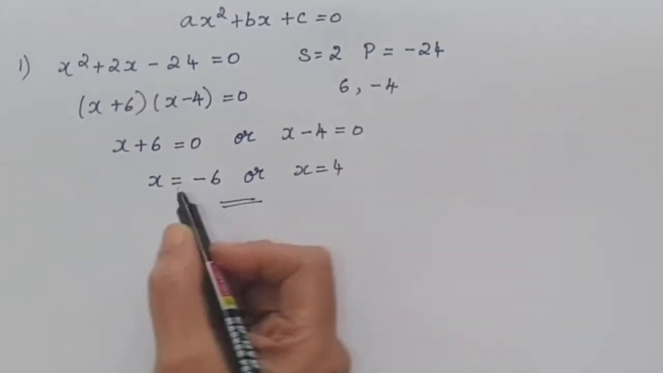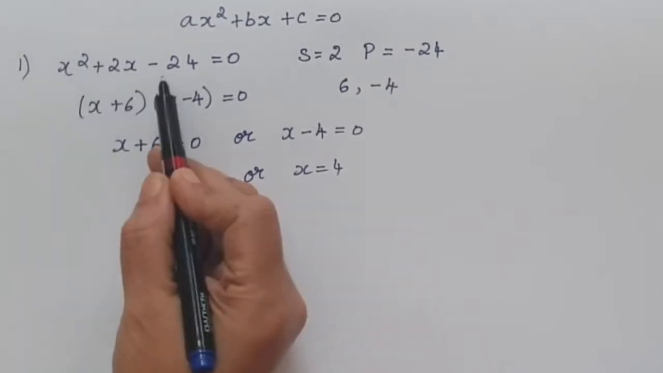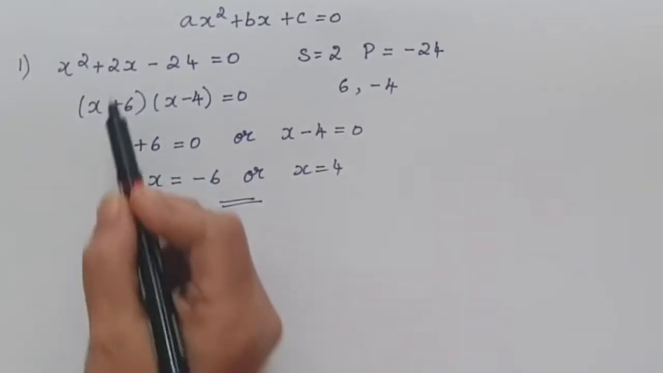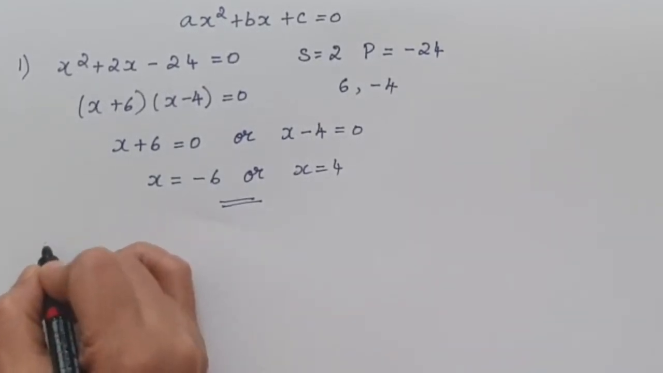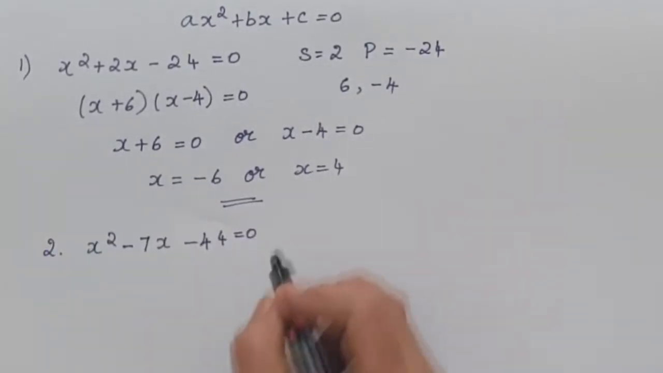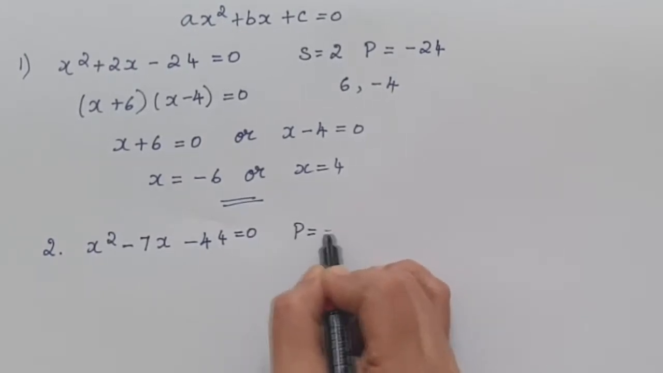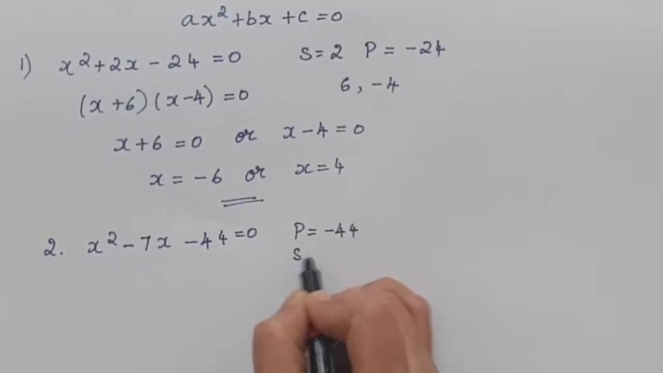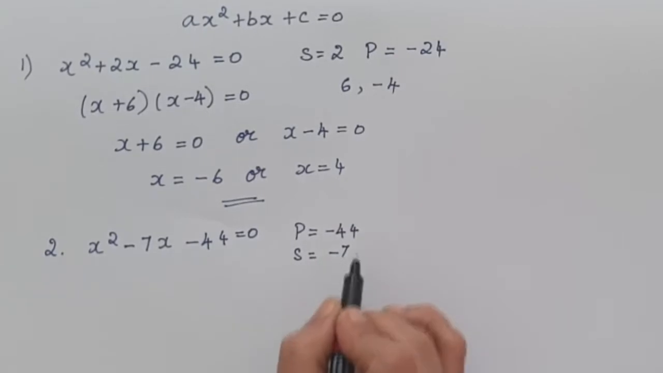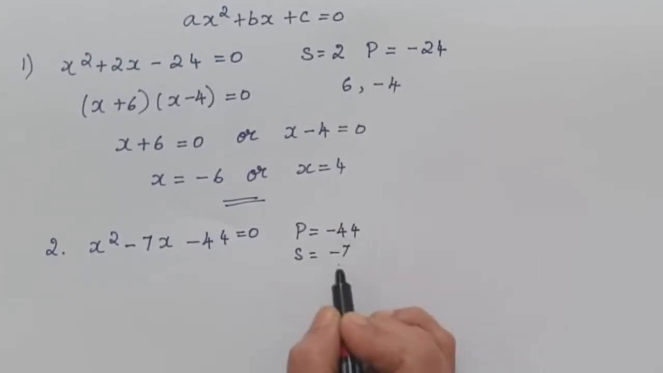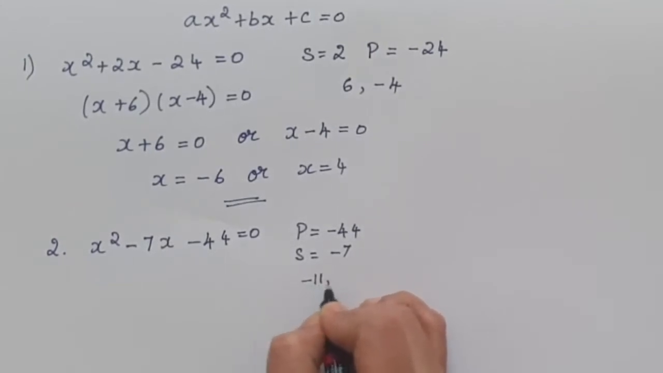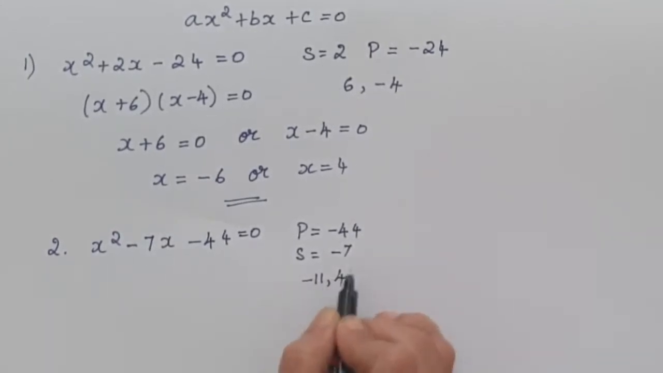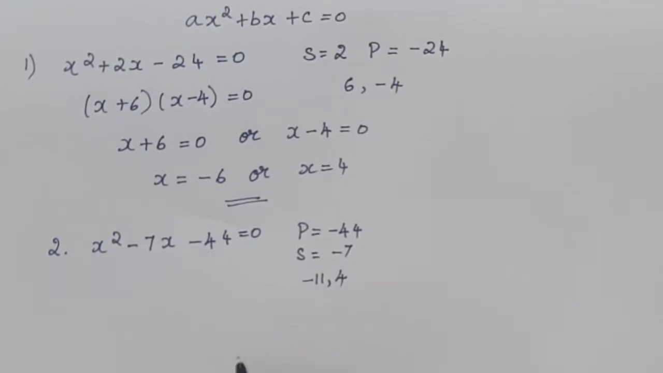That's it. We have solved it. We have found the value of the alphabet which is in the question. X takes the value minus 6 or 4. Now let us see another question, the second question. In this, the product is minus 44 and the sum is minus 7. So when you multiply, you have to get minus 44. When you add them, you have to get minus 7. That is minus 11 and 4. When you multiply, it is minus 44. When you add, it is minus 7.